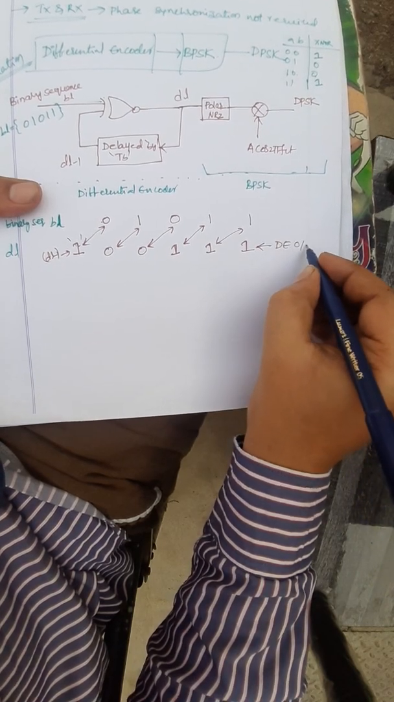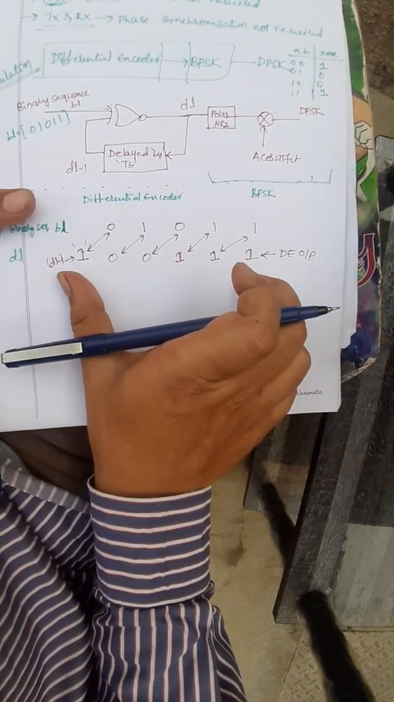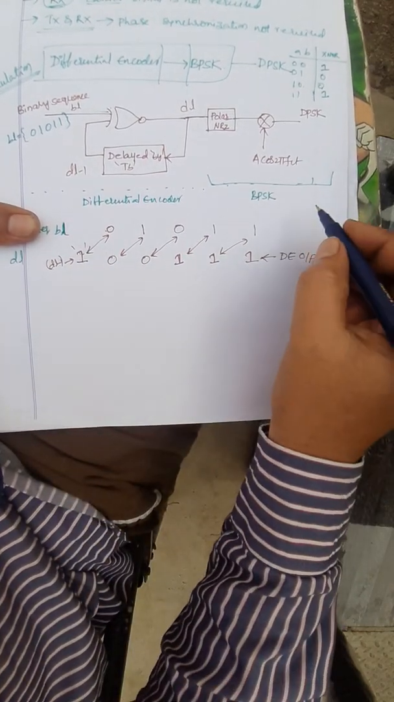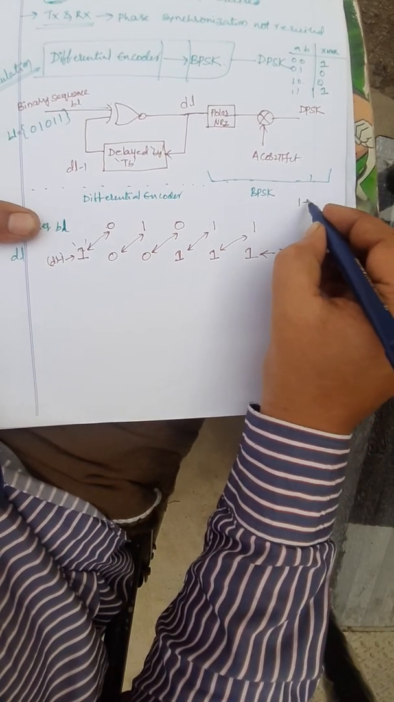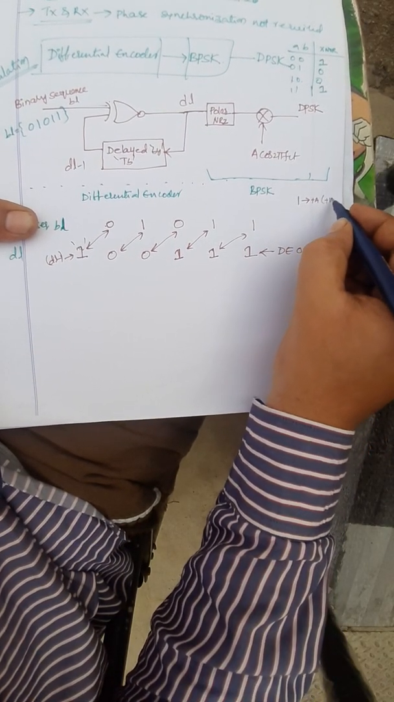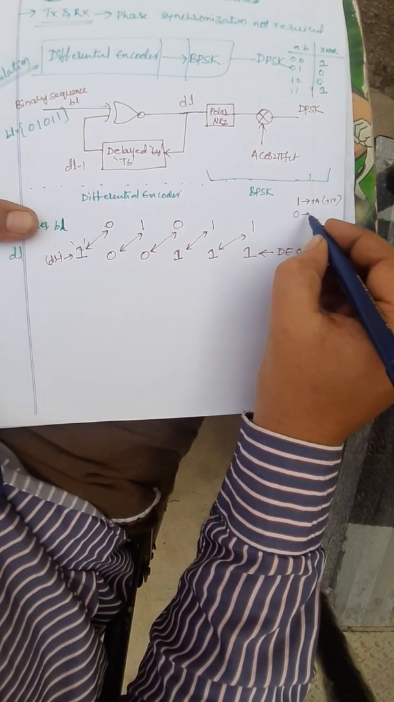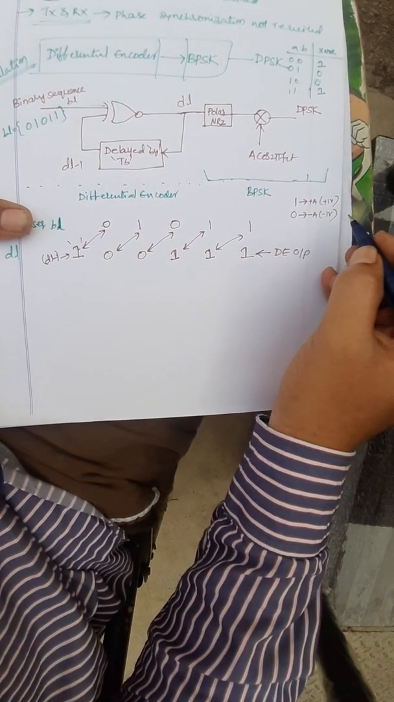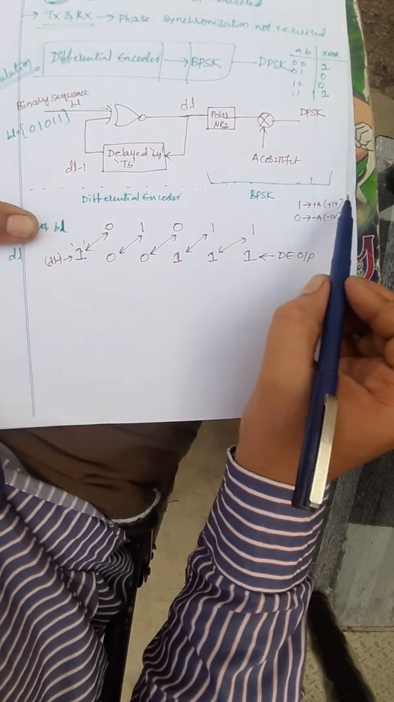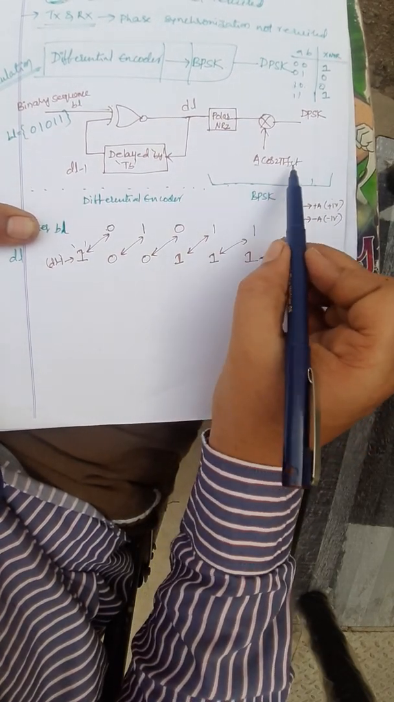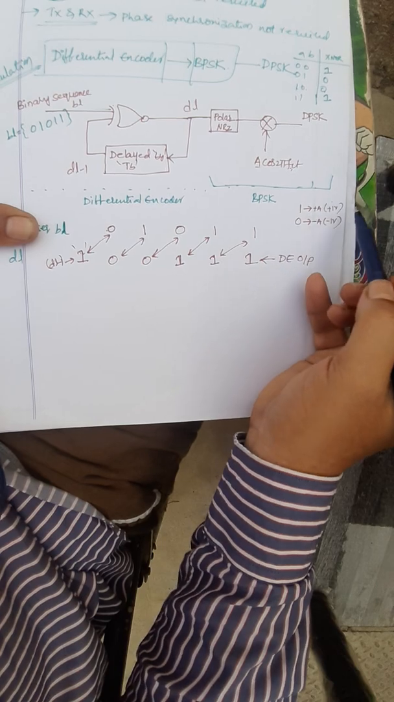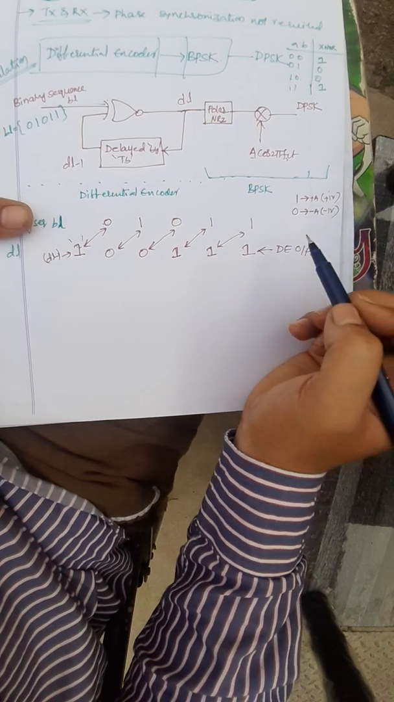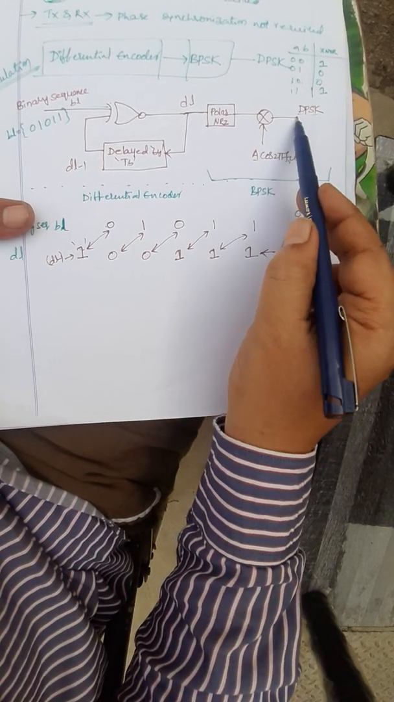This differential encoder output is given to polar NRZ. We know that wherever the 1 is in polar NRZ, 1 will be mapped to plus A volts or plus 1 volt, and 0 will be mapped to minus A volts or minus 1 volt. After that, plus 1 and minus 1 are multiplied with A cos 2 pi FCT, and you will get minus A cos 2 pi FCT and plus A cos 2 pi FCT depending on ones and zeros. So, you will get a differential phase shift keying.